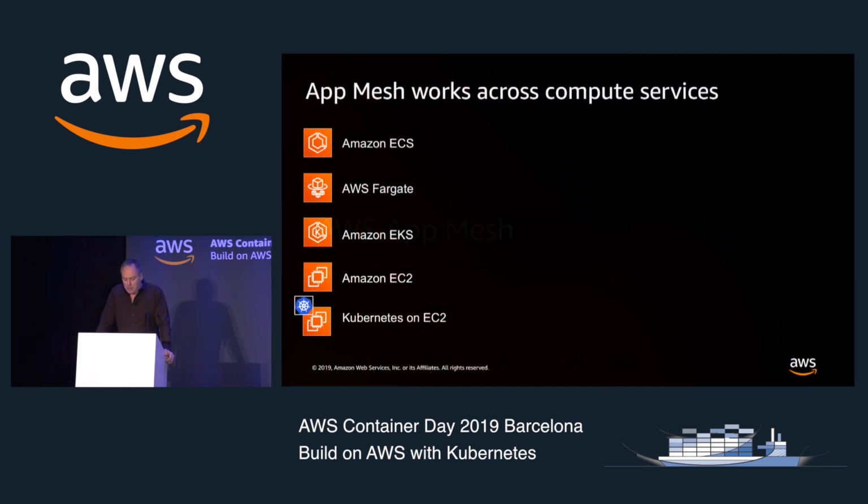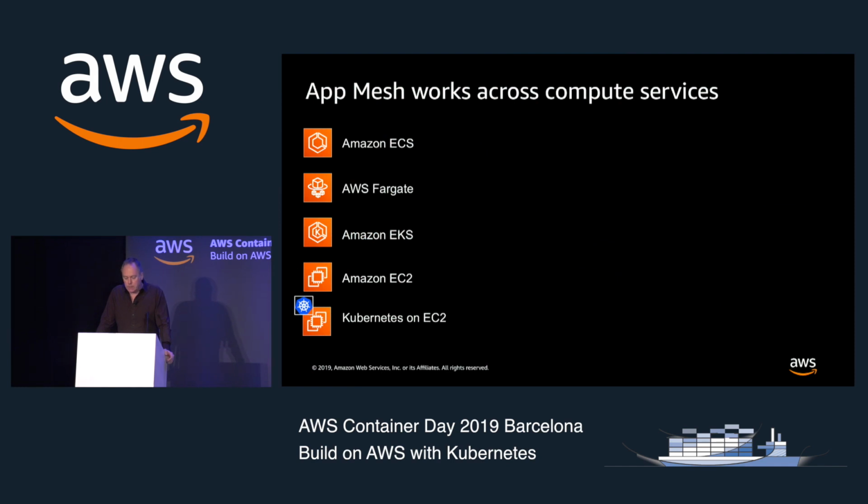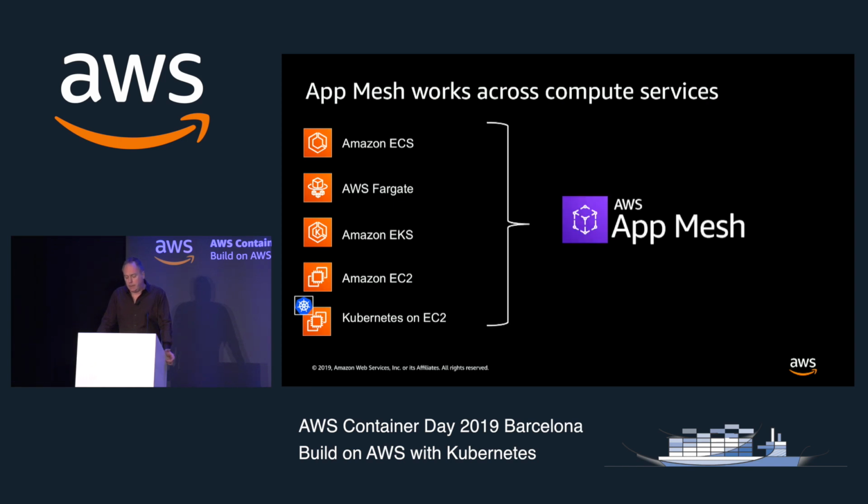So App Mesh lets us use a service mesh across ECS with Fargate, which is the serverless ECS where you don't provision the worker nodes, EKS, Amazon EC2. You can run it on EC2 even without Docker containers, just pure EC2 and applications. Or it could be Kubernetes on top of EC2, like the self-managed Kubernetes. And all this is done with App Mesh.